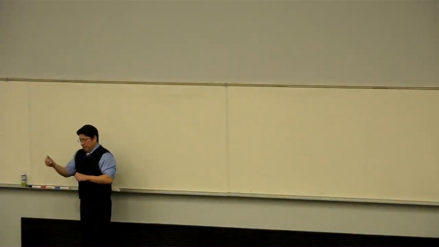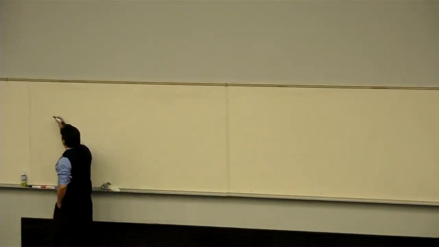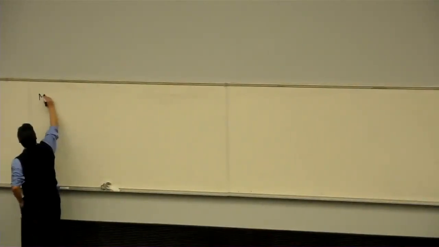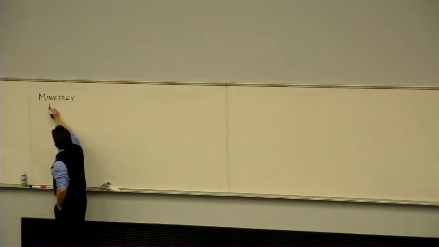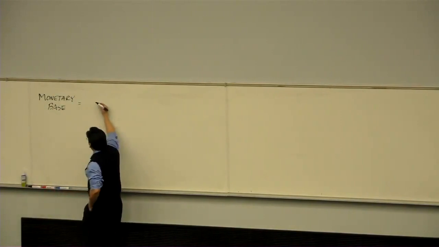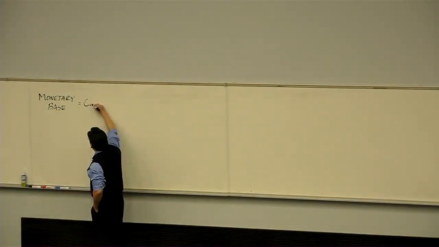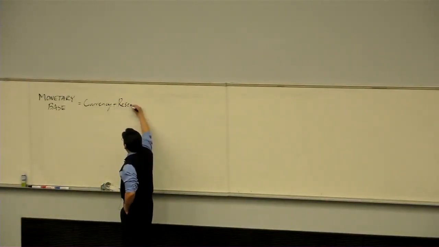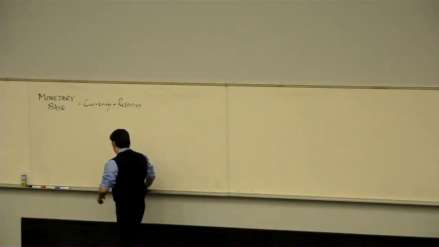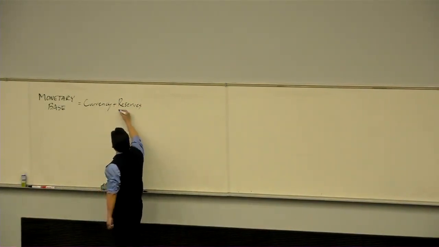So, at the end of last class, I told you that there's something that the Fed controls called the monetary base. And it's defined as, to remind you, currency plus the funds that banks have in their reserve accounts. You can spell that out, reserve accounts.